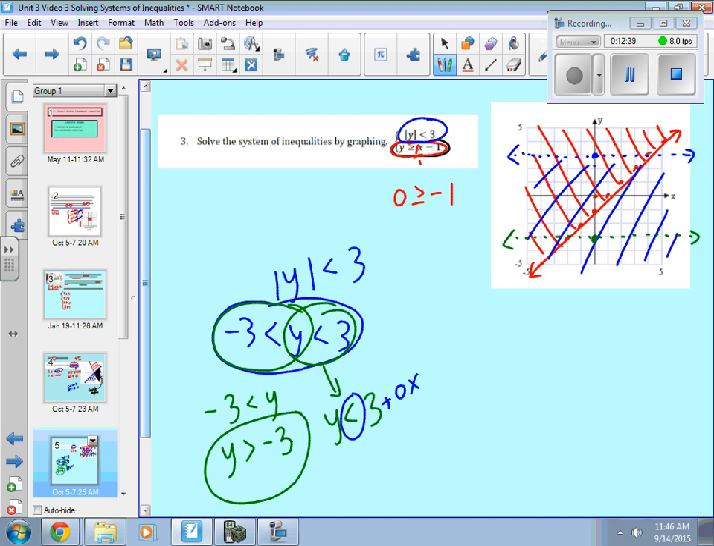Okay, this one says this is a greater than symbol here. All the numbers greater than -3 are going to be above. So we want to graph everything above the line here.